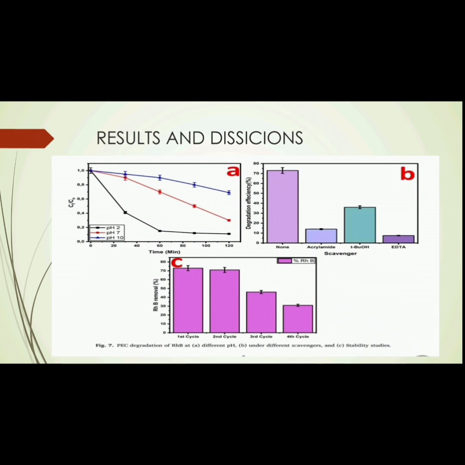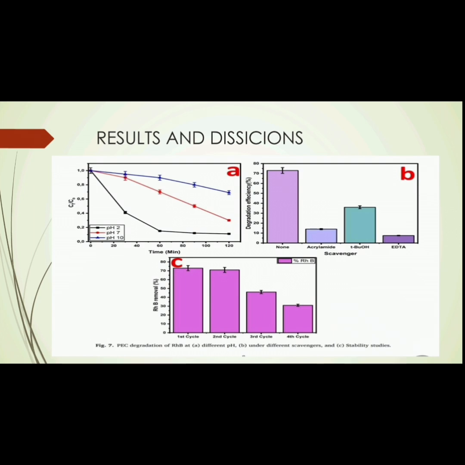The photoanode's performance was influenced by pH, with acidic conditions favoring rhodamine B degradation and neutral pH for sulfamethoxazole. Stability tests showed consistent performance over multiple cycles. EDTA was used for scavenging holes, acrylamide for scavenging superoxides, and tert-butanol for scavenging hydroxyl radicals.